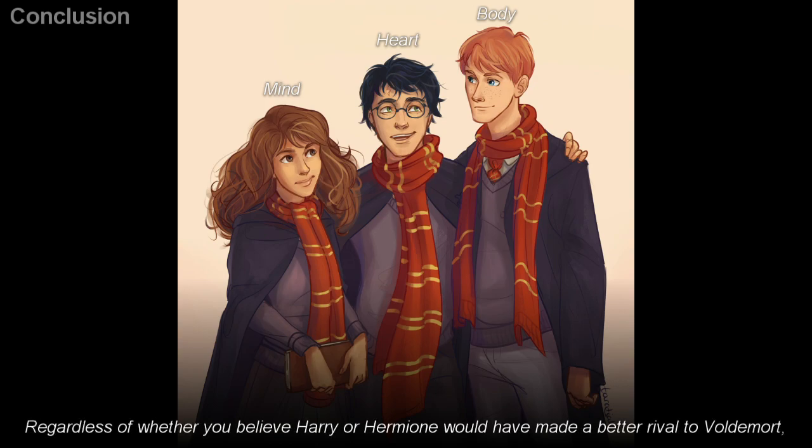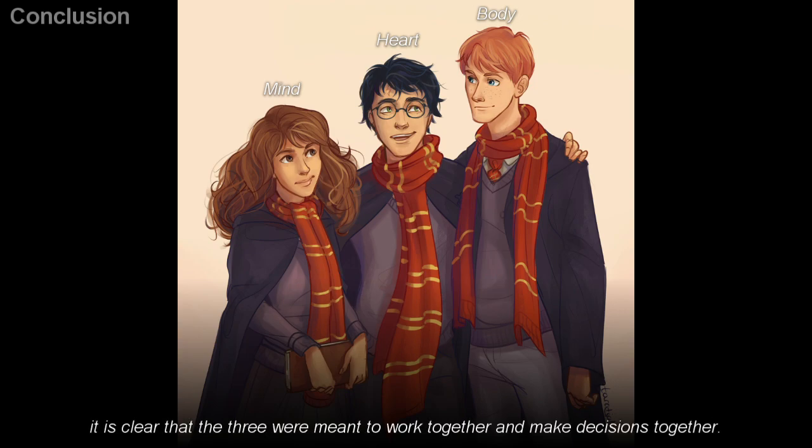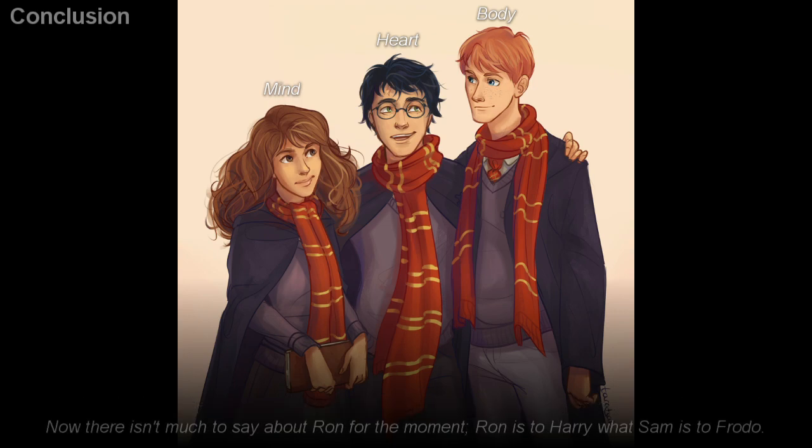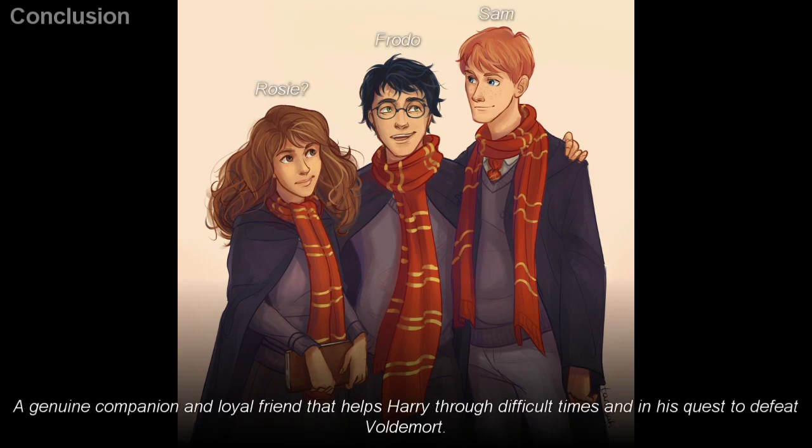Regardless of whether you believe Harry or Hermione would have made a better rival to Voldemort, it is clear that the three were meant to work together and make decisions together. Most of the time, when one member of the trio isn't on board with a plan or is absent for a task, calamity strikes, and I'll point these out as we go through each of the novels. Now there isn't much to say about Ron for the moment. Ron is to Harry what Sam is to Frodo, a genuine companion and loyal friend that helps Harry through difficult times and in his quest to defeat Voldemort.